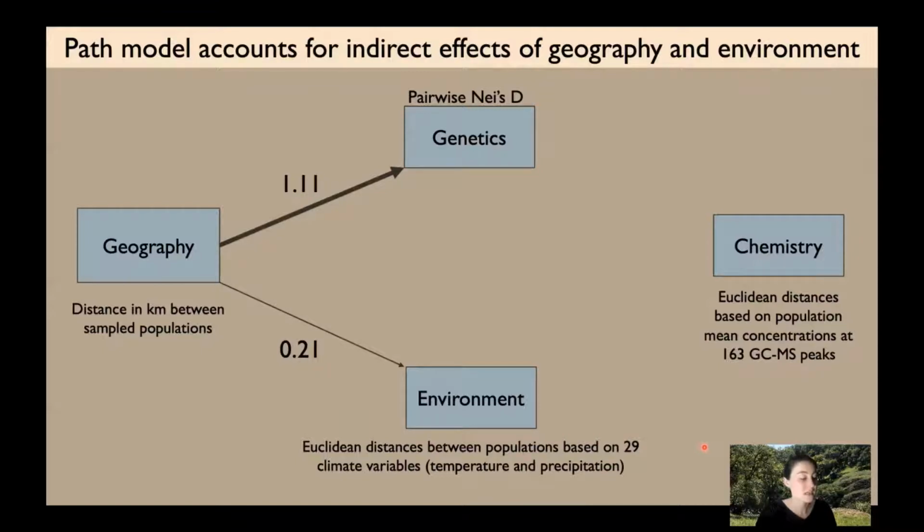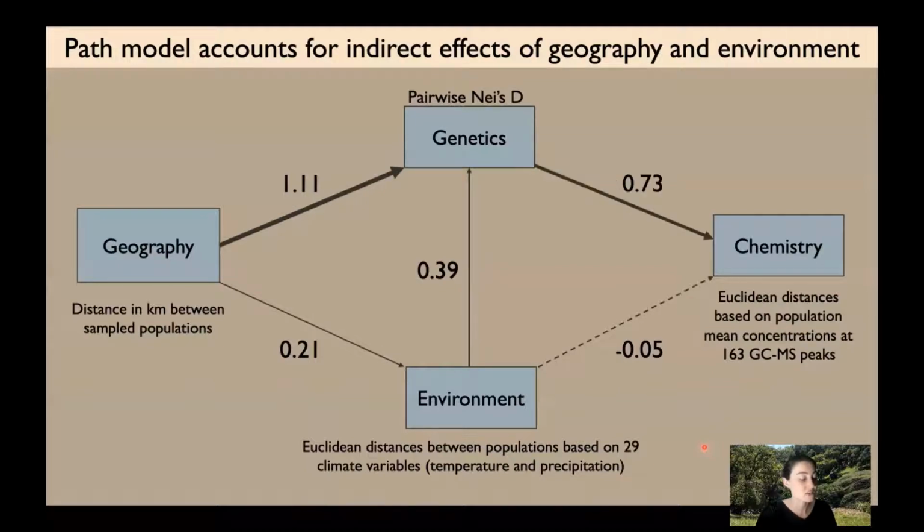Environmental distance, in turn, moderately predicts genetic distance, suggesting that isolation by environment has played a role in structuring genetic variation across the landscape. Finally, while environmental distance appears to have no discernible effect on chemical distance in this model, genetic distance is a strong predictor of chemical distance.